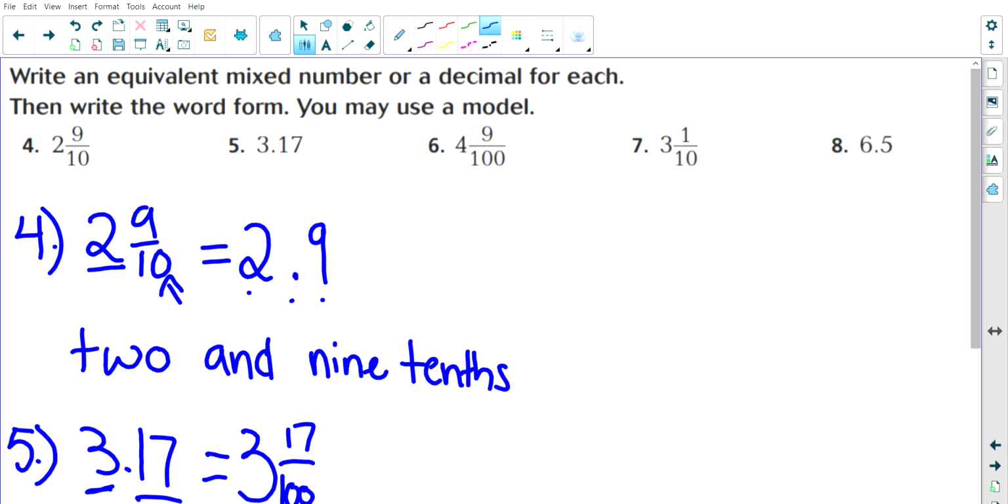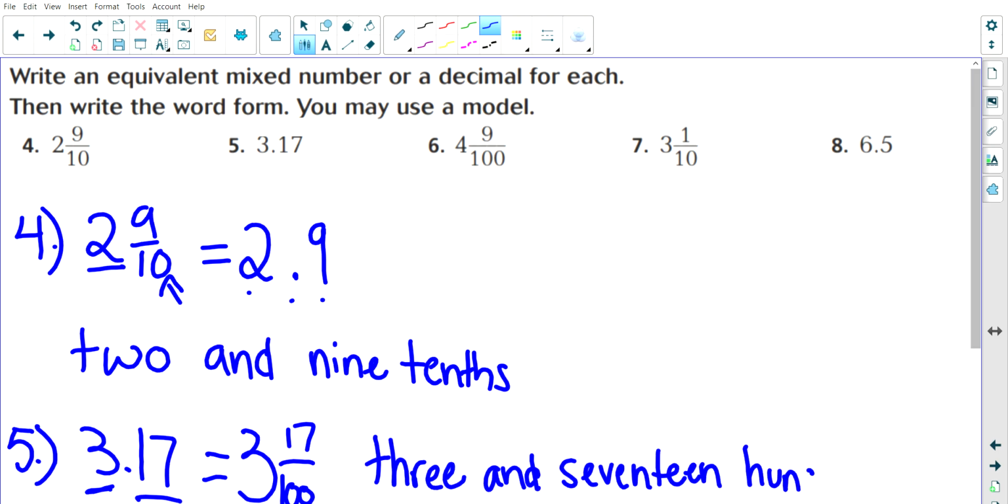Very good. Now I need to write this out in word form. Super simple. We just write it how we read it. 3 and 17 hundredths. So I'm going to write that out. 3 and 17 hundredths. All right, go ahead and solve numbers 6, 7, and 8 on your own. Pause the video when you're ready, unpause so I can show you the answers.